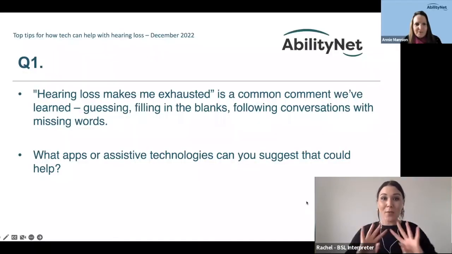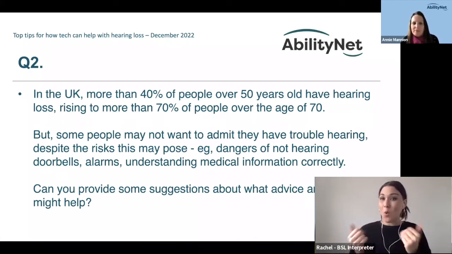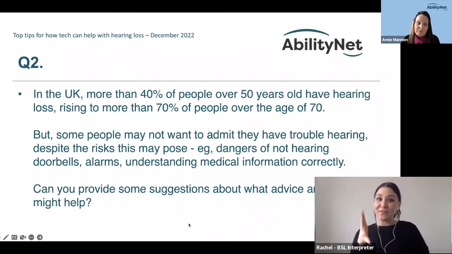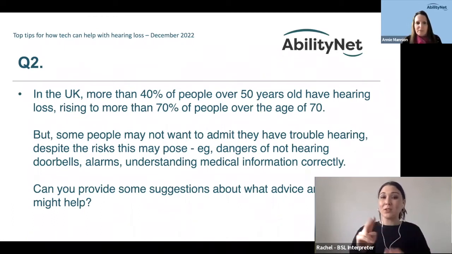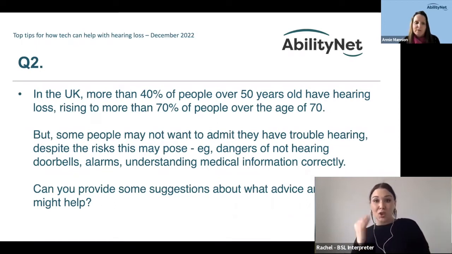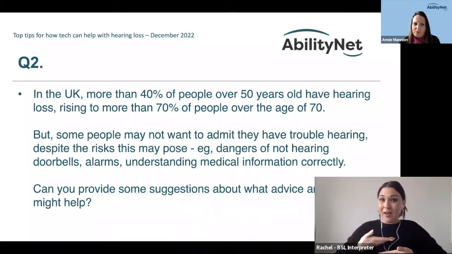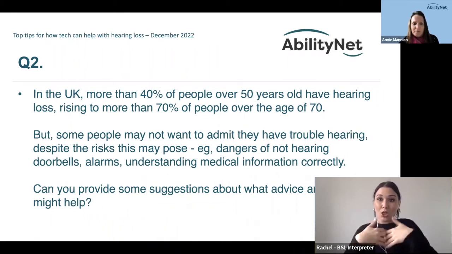So Louise, thank you. In the UK, more than 40% of people over 50 years old have hearing loss, according to RNID, rising to more than 70% of people over the age of 70. But some people may not want to admit they have trouble hearing, despite the potential risks this may pose, like not hearing the doorbell or alarms, or maybe not understanding medical information correctly. Can you provide some suggestions about what advice and technology might help?